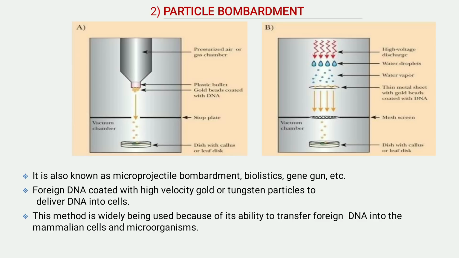As soon as they reach the stopping screen, these macrocarriers which carry the DNA hit the stopping screen. The DNA coated with the gold particles is propelled through the screen into the target cell which is present at the base. This is how the particle bombardment method is done. It is otherwise called microprojectile bombardment or the gene gun. It is a direct physical method which involves the mechanical insertion of the DNA.